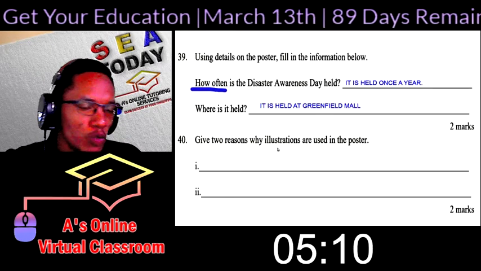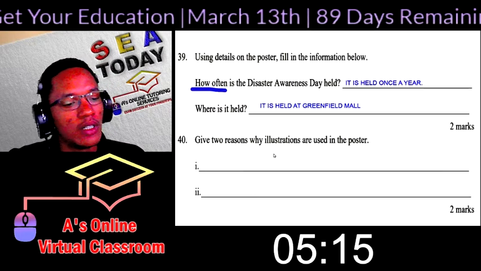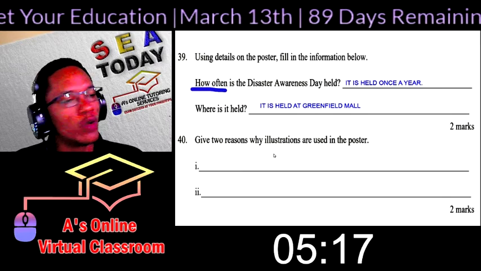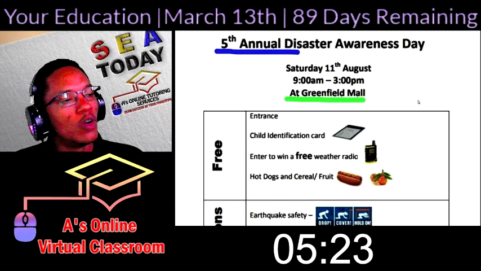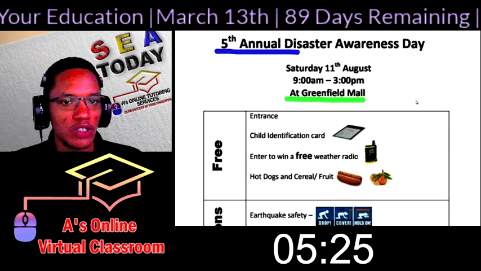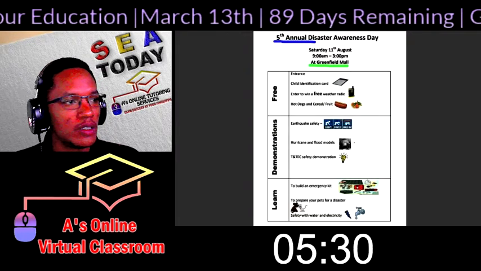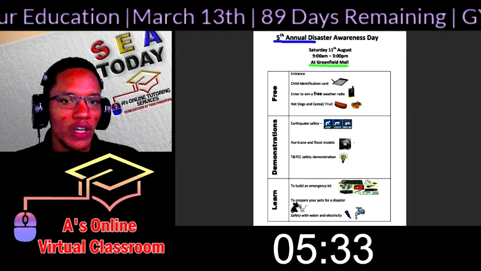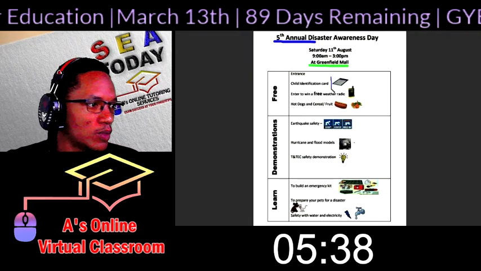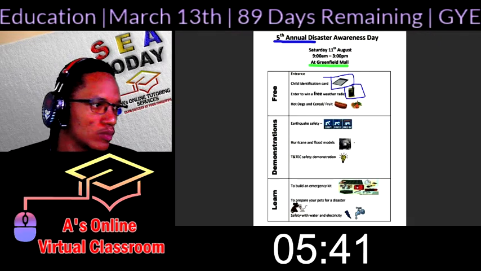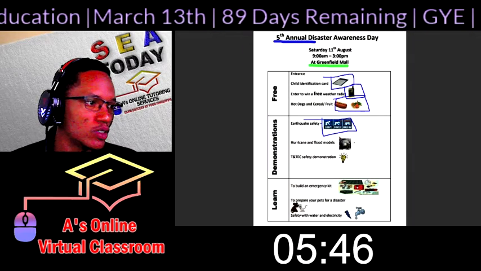So next one, number 40, give 2 reasons why illustrations are used in the poster. So this is actually a typical question that they would ask about graphics. So this is one you can take note of. Now, what is an illustration? Now, an illustration is a picture or an image that looks something like these. So all of these things here are illustrations.